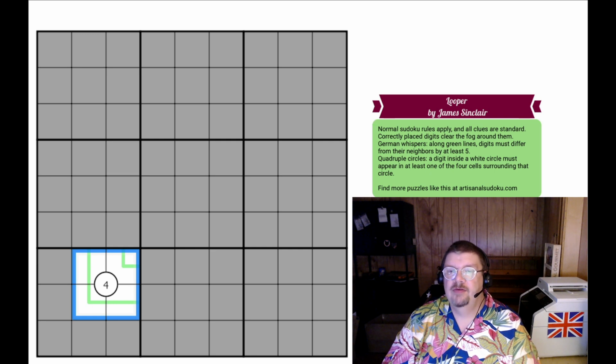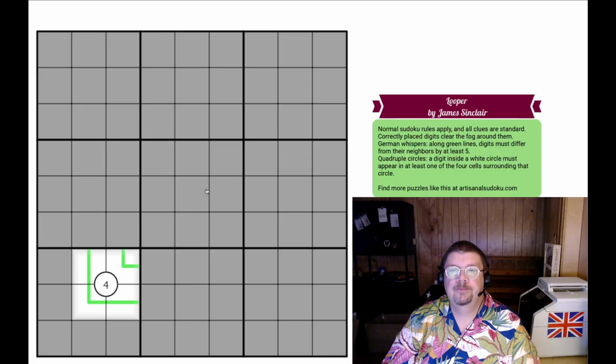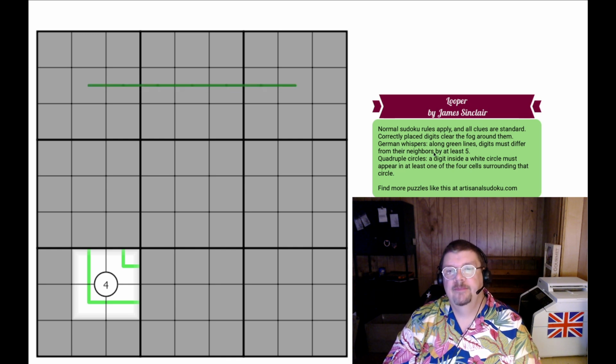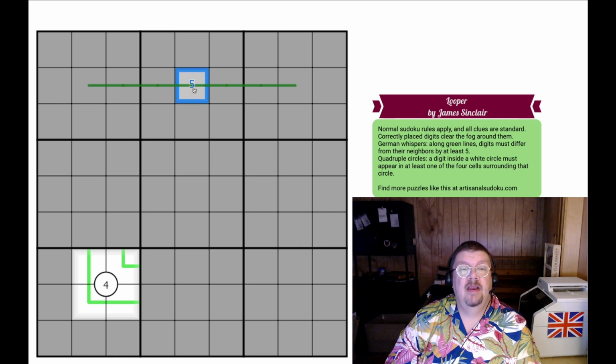All right, I'm going to restart the puzzle to reset the timer. And let's begin. Okay, so there is a 4 here. I am going to draw a green line just to talk about green lines for a bit. And I am going to do this in little digits so that I don't accidentally clear fog. So if I had a 5 here, what could go next to it? Well, this would have to be 0 or less or 10 or more. So that tells me that 5 cannot go on a green line.